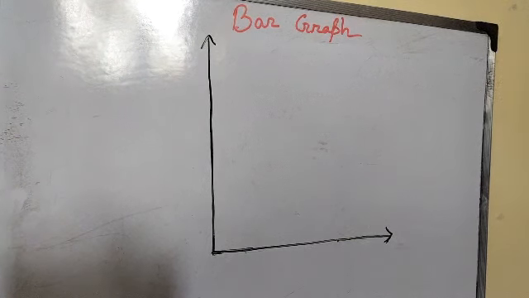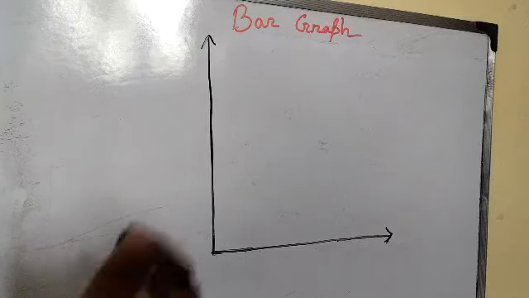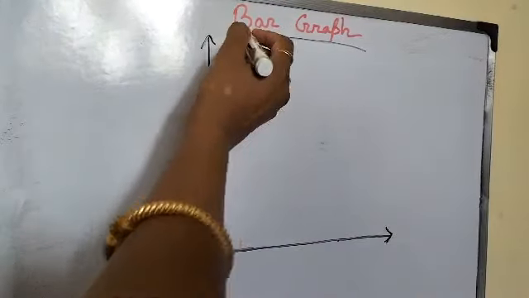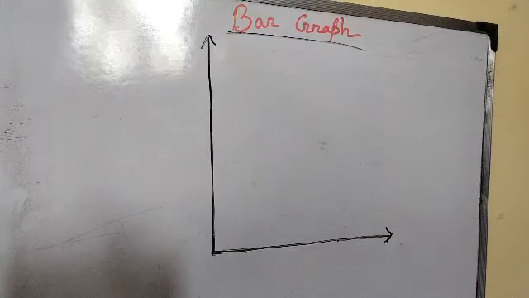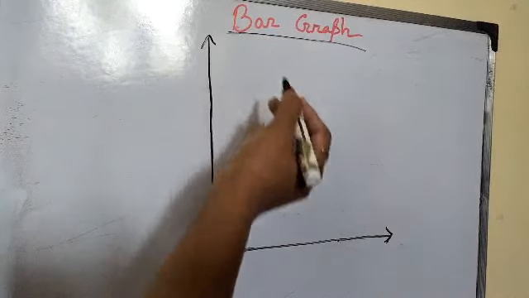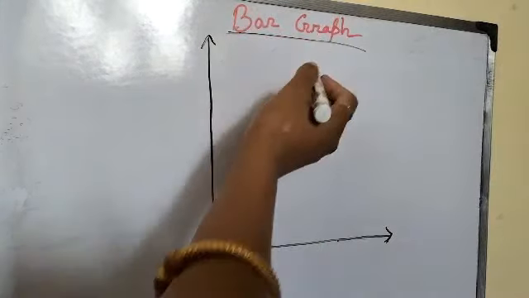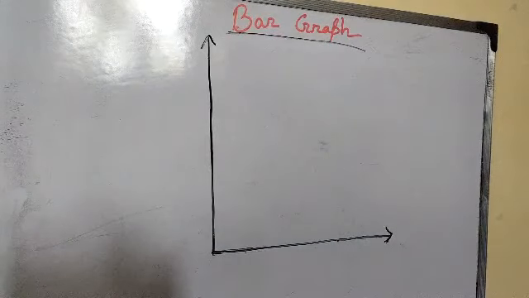Hi everybody, today's topic is bar graph. First we will know what a bar graph is. A bar graph is the representation of data on graph paper. Representing data on graph paper in the form of bars is called a bar graph. When we represent the data in the form of bars on the graph paper, that is called a bar graph.